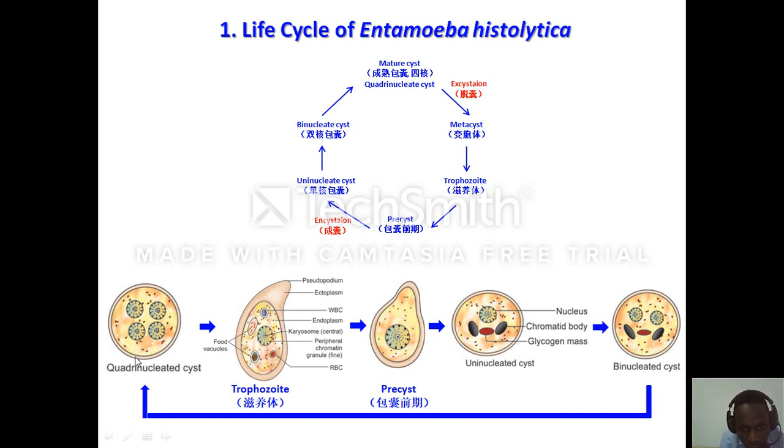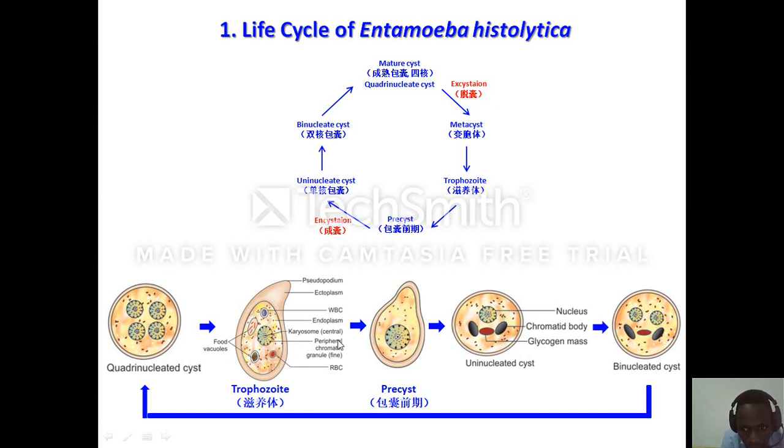Now let's move on to differentiation. You can see the quadrinucleated cyst looks something like this. And when it gets to the trophozoite state, you can make a very good differentiation between the trophozoite and the cyst. The trophozoite has white blood cells, WBC, but we don't see that in the precyst or in any of the cysts. You can see a karyosome in the trophozoite, which is also seen in the cyst and precyst. You can see the karyosome also here.